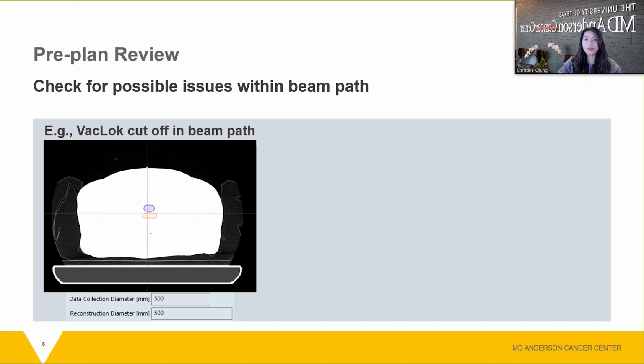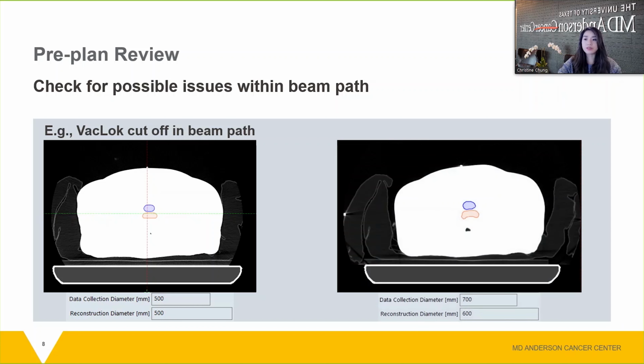So for example, this is a prostate patient, which we treat with laterals to avoid treating through the bowel or rectum. The laterals in this case would go straight through the missing parts of the Vac-Lok. The solution for this case, per discussion with the entire team, meaning the therapist, the dosimetrist, the physicist, and the physician, was to resim the patient on a CT with a larger bore size and add 3 millimeter distal margin to the lateral beams.